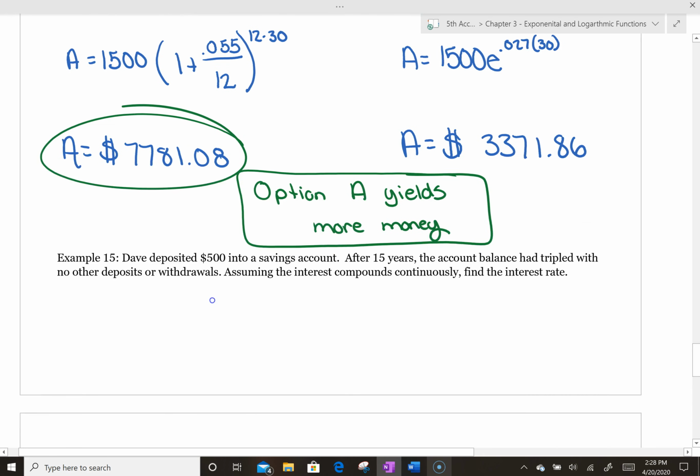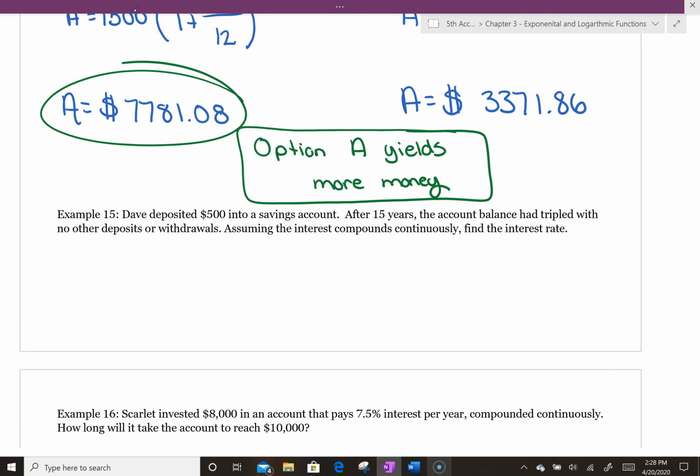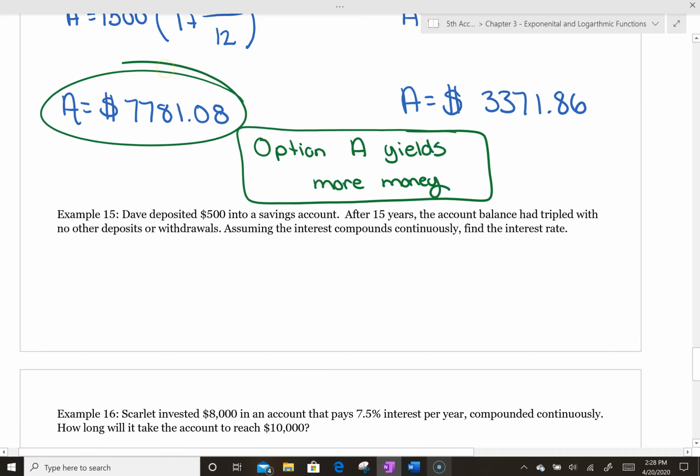Okay, example 15. Dave deposits $500 into his savings account. After 15 years, the account balance has tripled. Okay, so that's a final amount. It tripled. And if he deposited $500 and it tripled, how much does he have now? Well, hopefully you said $1,500.